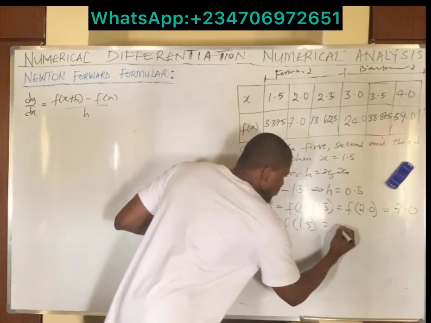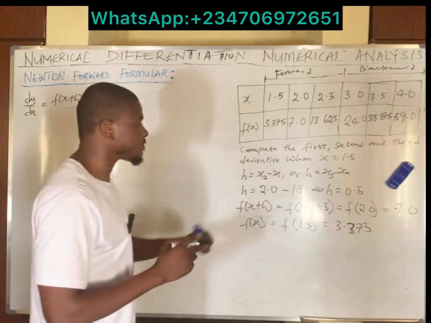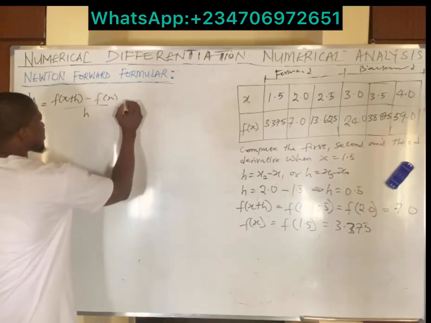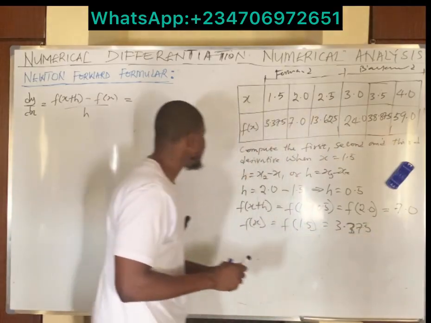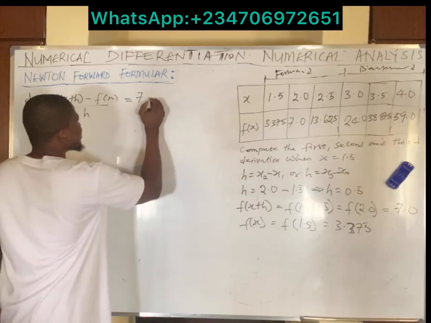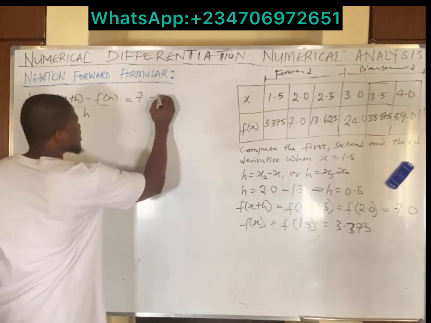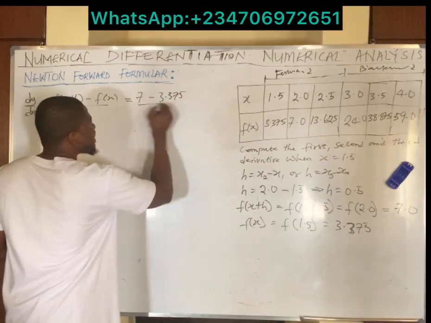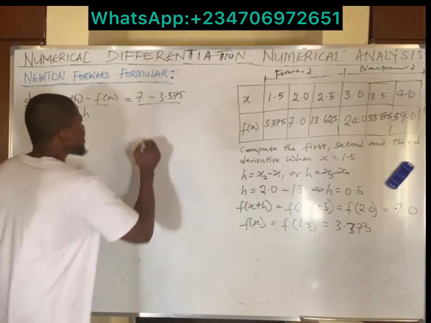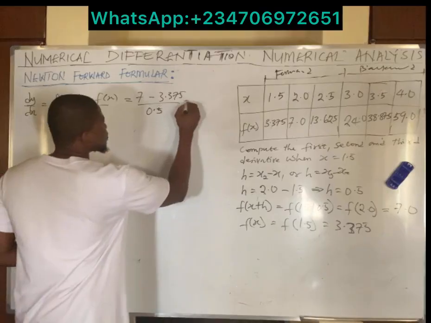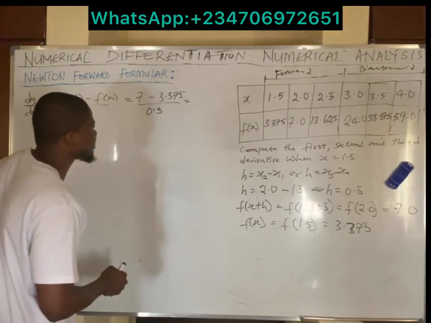So f(1.5) equals 3.375, and you have this. So you simply compute all of this into the formula. Now the formula becomes, you have f(x+h), and f(x+h) gave us 7.0. So that becomes 7.0, or 7, minus f(x). f(x) itself gave us here 3.375. So 7 minus 3.375, divided by h, and h is the interval from the question, 0.5. So divide by 0.5.